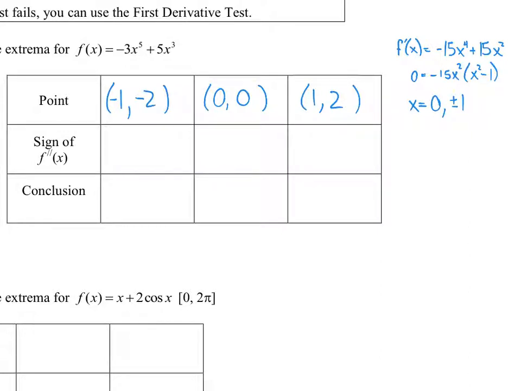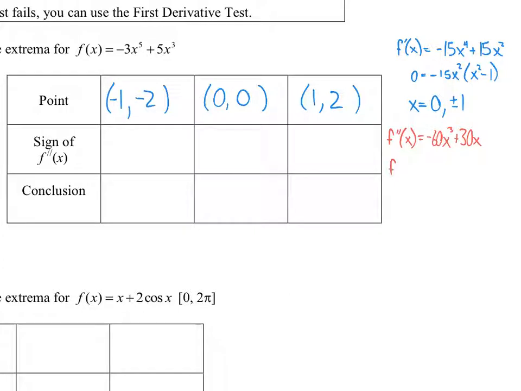Okay? And now we need to consider the sign of the second derivative. So now I'm going to take our second derivative. Notice here I'm not checking increasing or decreasing. I'm just going to look at the sign of our second derivative. So f double prime of x is negative 60x cubed plus 30x. And now I'm going to plug in negative 1, 0, and 1.